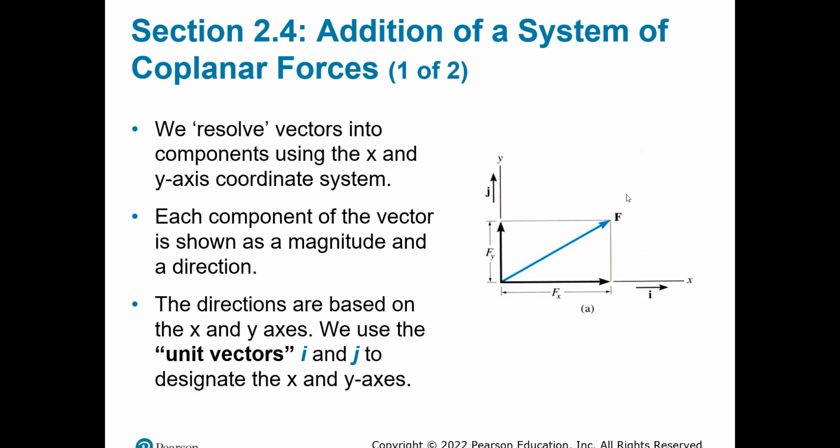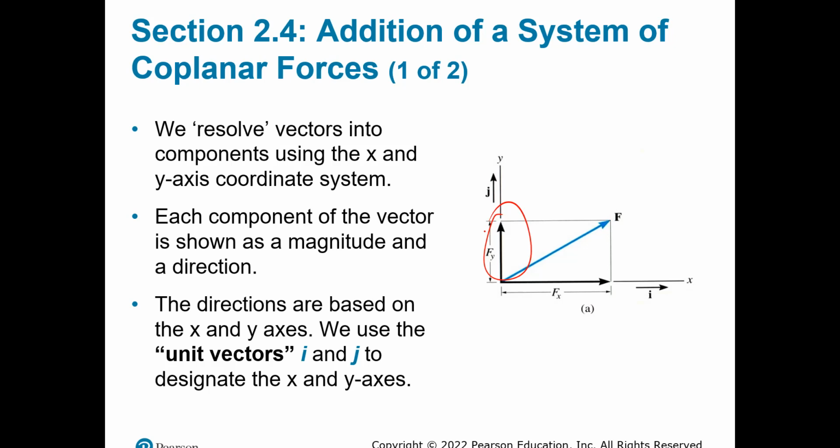When we have addition of a system of coplanar forces, right, we'll be using a method to develop them both. So basically what we'll do is resolve the vector using the components, or basically break the vector into two components using the X and Y axis coordinate system. Each component of the vector is shown as a magnitude and direction, as you can see here. The directions are based on the X and Y axis. We use the unit vectors I and J to designate X and Y.